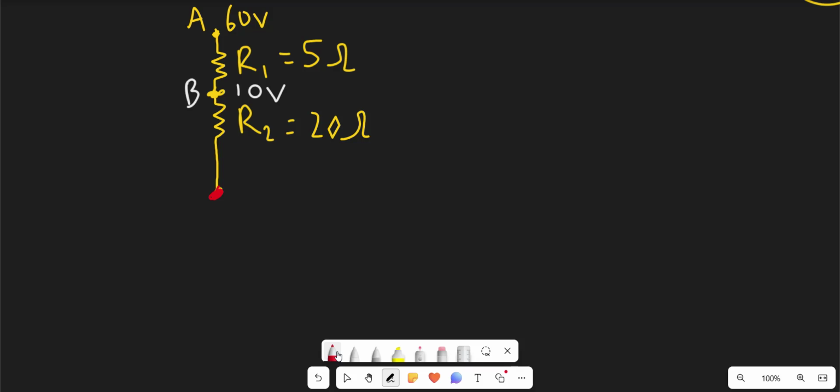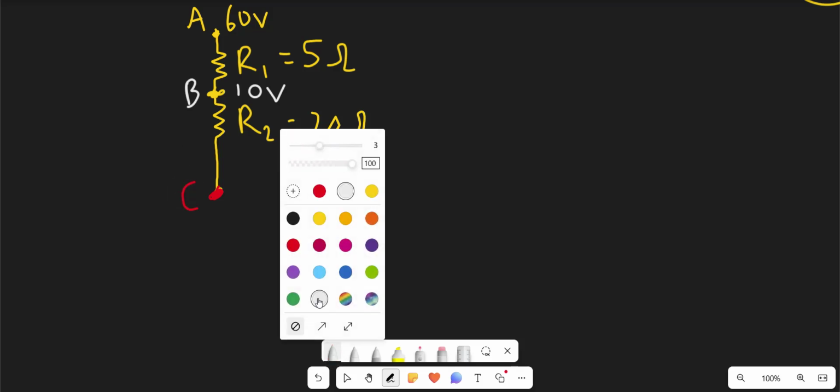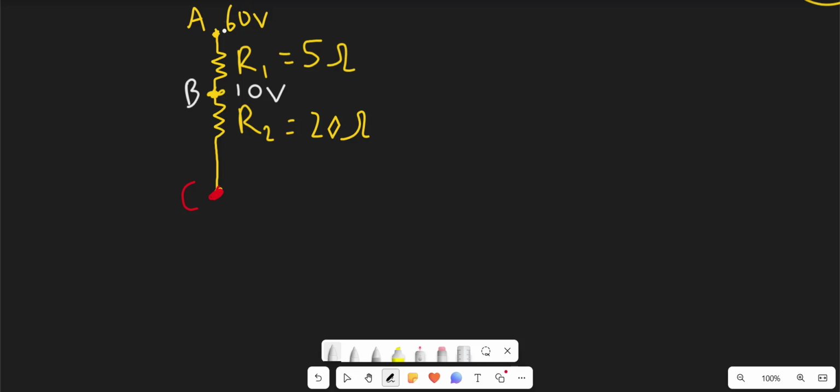Alright, so here's another more challenging example. How would you want to tackle this? So first, let's start by observing the circuit that we have here and notice that we have points A and B, and I forgot to label this, but this is point C. So let's start with points A and B. Going from point A to point B, the voltage goes from 60 volts to 10 volts.